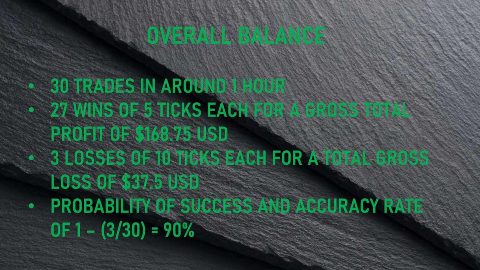I managed to make 27 wins, so 5 ticks each, for a gross total profit of $468.75 US dollars. Here I'm not accounting for commissions, fees, and other costs. Of course, that's gross profit. And 3 losses of 10 ticks each, for a total gross loss of $37.50 US dollars.